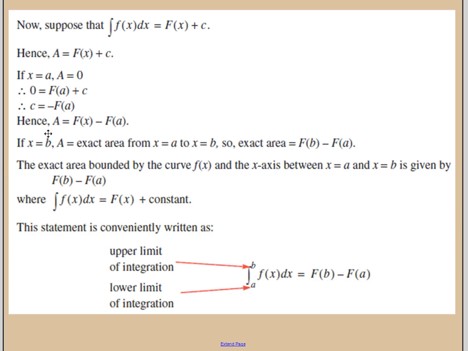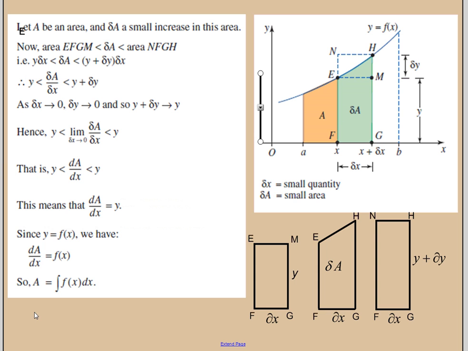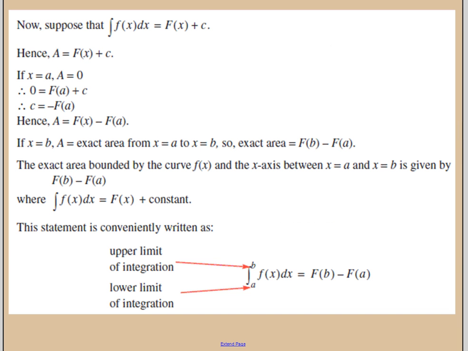Now when x equals b, which would be over here, that would represent the entire area. So when x equals b, the area under the curve in question is this part around here, and that is the exact area. So when x equals b, A equals the exact area going from a to b. So the exact area is equal to F of b minus F of a.